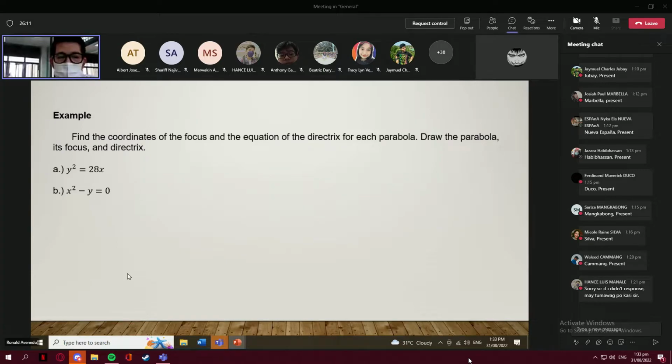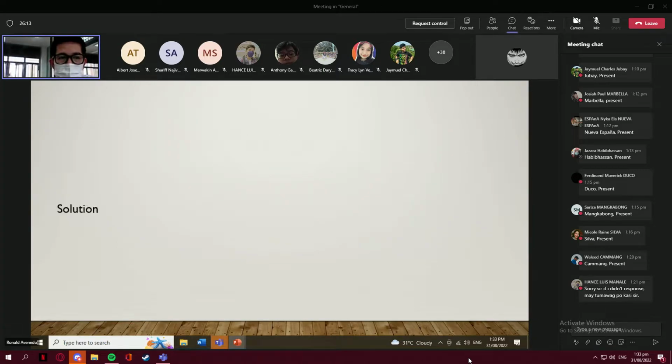The first problem is y squared is equal to 28x. So as you notice, y is raised to the second power. So going back to the guide that I asked you to screenshot, what column should we consider as our guide? Y is raised to the second power.